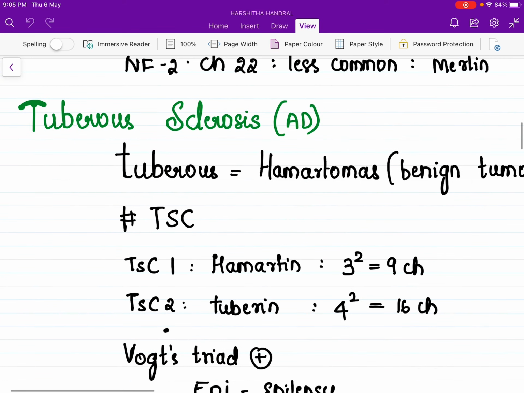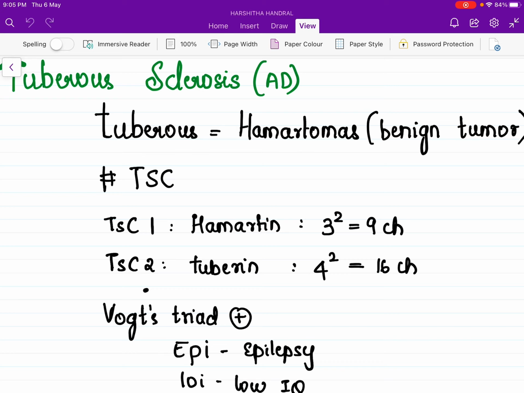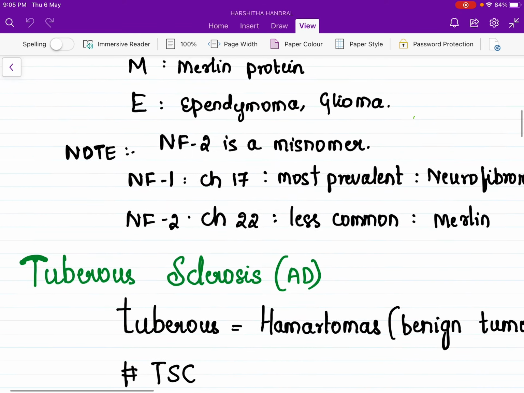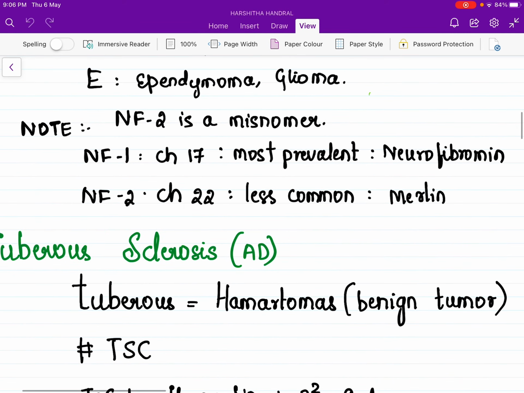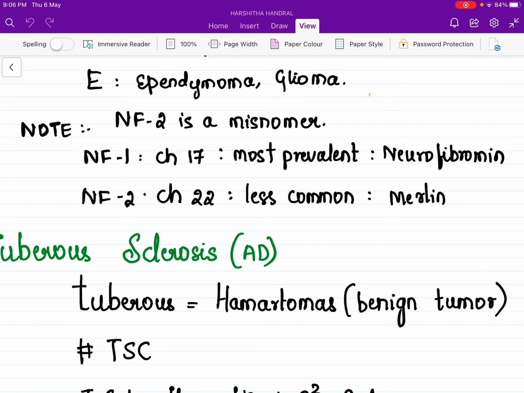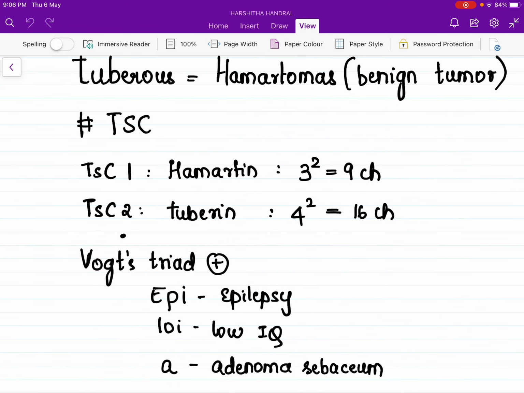Coming to the next neurocutaneous syndrome, tuberous sclerosis. Tuberous itself means it is hamartoma, that is a benign tumor, occurring at multiple sites in the body. There is a lesion with the TSC tumor suppressor genes, TSC1 and TSC2. TSC1 is associated with hamartin, and TSC2 is associated with tuberin. Earlier we learnt NF1 is associated with neurofibromin and NF2 with Merlin. Now we are learning that TSC1 is associated with hamartin and TSC2 with tuberin.